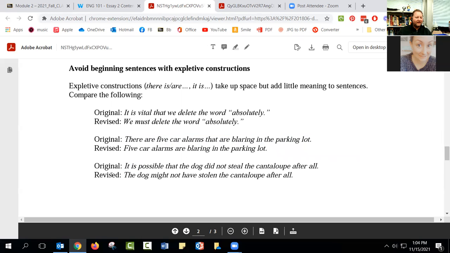Same thing with this one. It is possible that the dog did not steal the cantaloupe after all. Well, instead, we could say the dog might not have stolen the cantaloupe after all, right? And I would say even this is unnecessary. The dog might not have stolen the cantaloupe, because "after all" is implied by "might not have," right? So you could even revise further and chop out this phrase. The dog might not have stolen the cantaloupe, right? Easy to do, right?